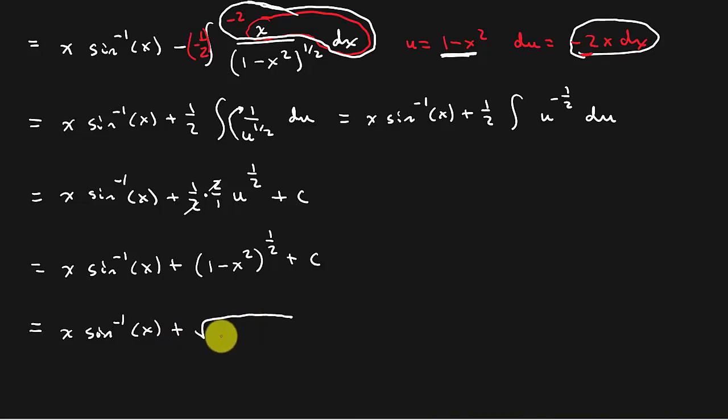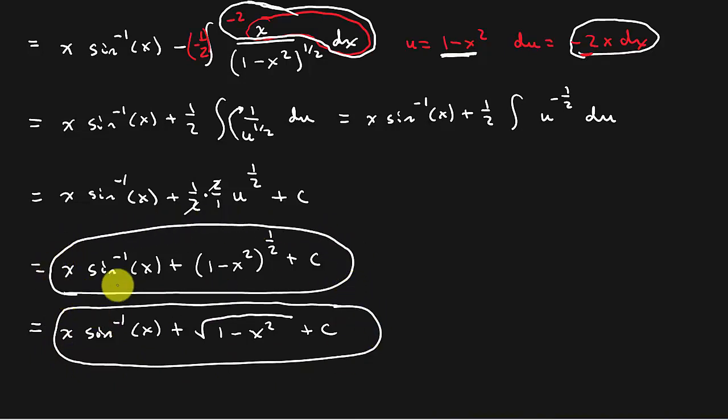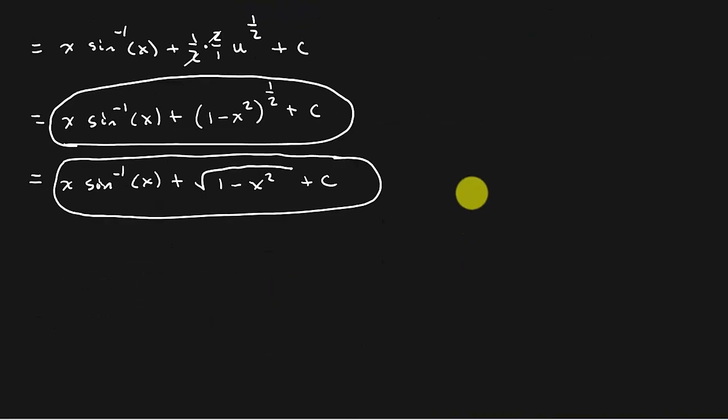All right. And yeah, if you want to, you can write that as a square root. Okay. That, or if you're in my class, you can leave it like that. It doesn't matter to me. I'll be happy if you get to that. All right.